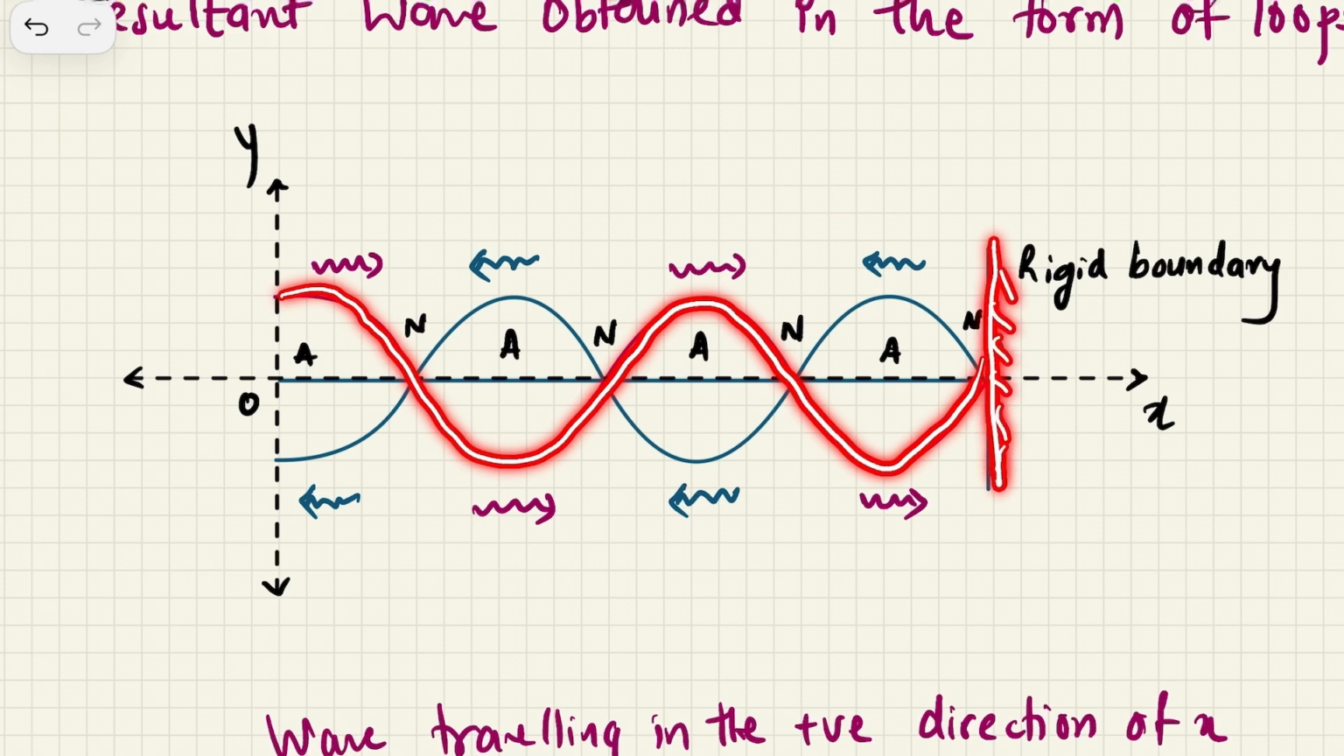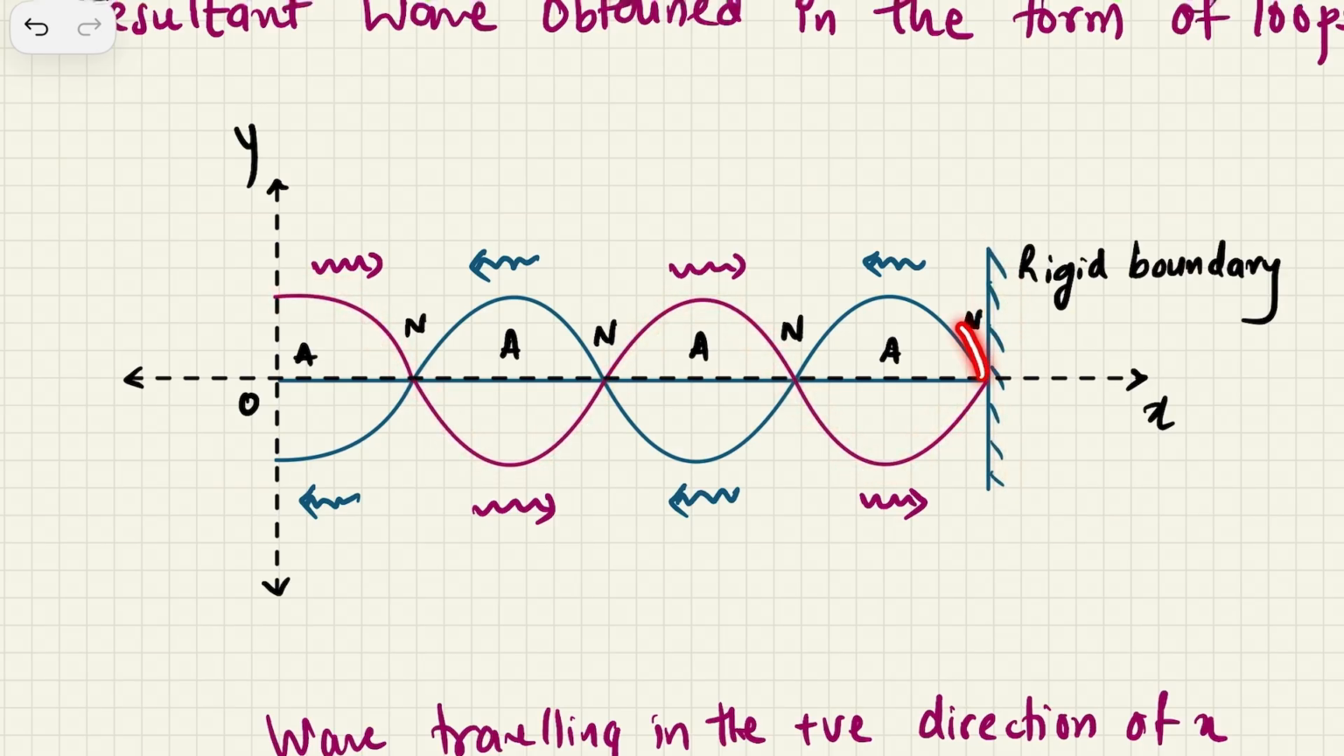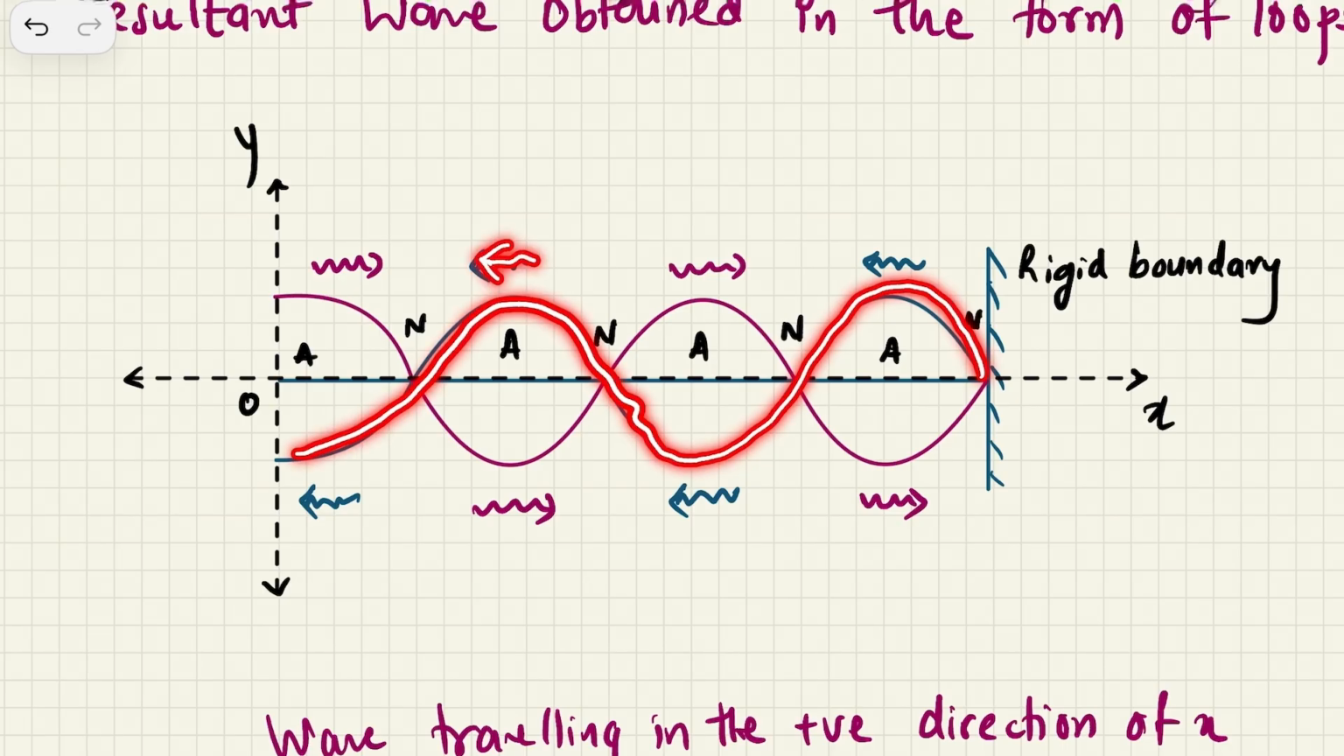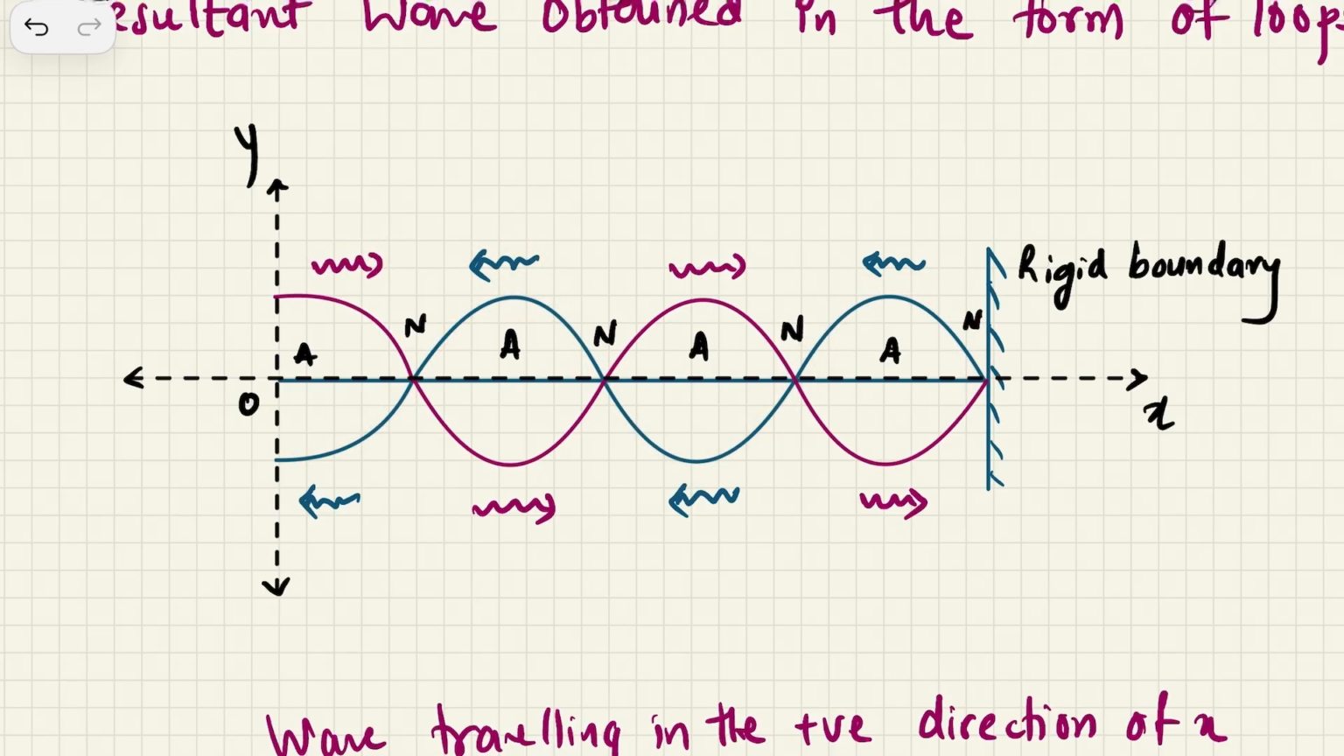So this is not moving, and we know that when a trough hits a rigid boundary, it is going to come back as a crest. So now it is going to come back as a crest. This greenish color wave is basically coming back. I have shown you the arrows where it is going to travel.